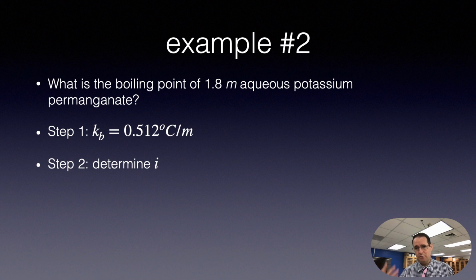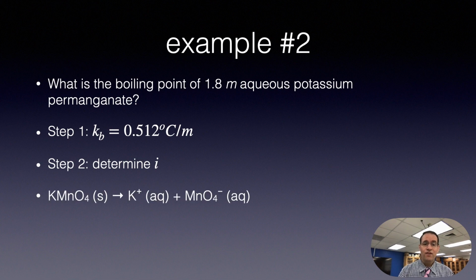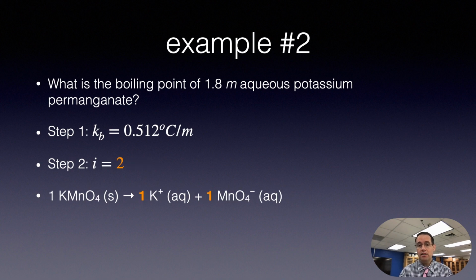What is potassium permanganate? You can look it up on chemspider.org, Wikipedia, or something like that, and you find out that its formula is KMnO4. Now, permanganate is a polyatomic ion that all stays together, remember, when it dissolves in water. And so if you count the particles, we have a total of 2 on the right-hand side. I've highlighted them in orange. We've got 1 potassium ion and 1 permanganate ion in this balanced chemical reaction, right? And so i is 2.